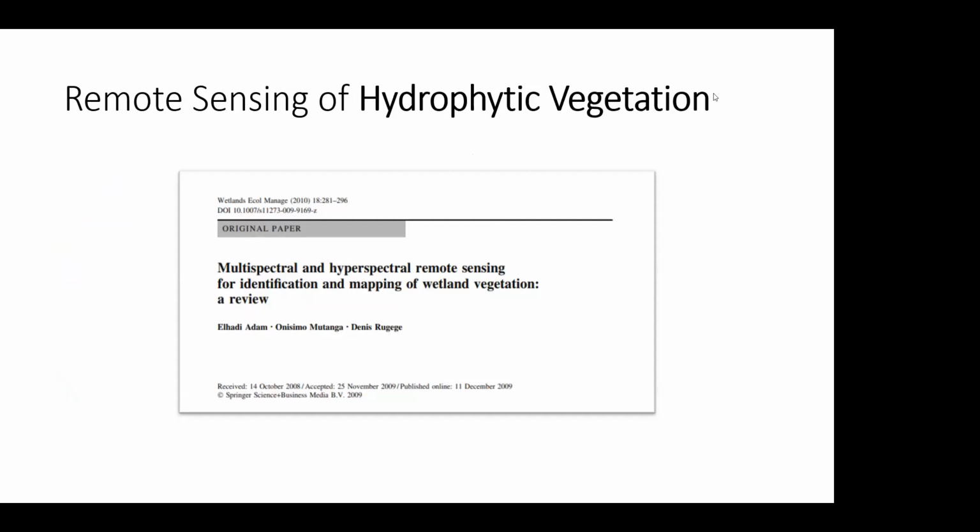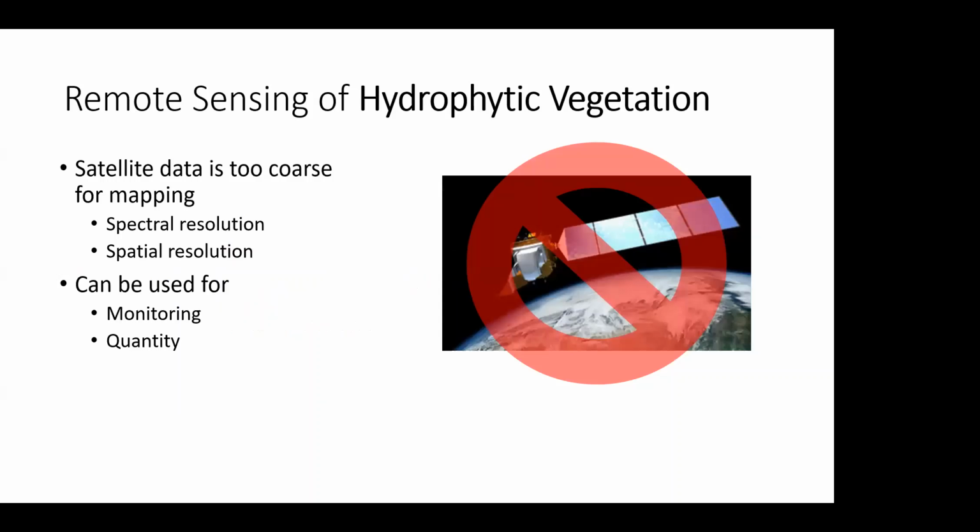One of the papers I found that helped break it down for me, just because there was so much information out there, was this review of multispectral and hyperspectral remote sensing being used to find wetland vegetation. And what this paper was saying was that satellite data is really too coarse to be used to delineate between species of wetland and upland vegetation. They were saying that it just doesn't have the spectral or the spatial resolution to really find the differences between some of these plant communities.